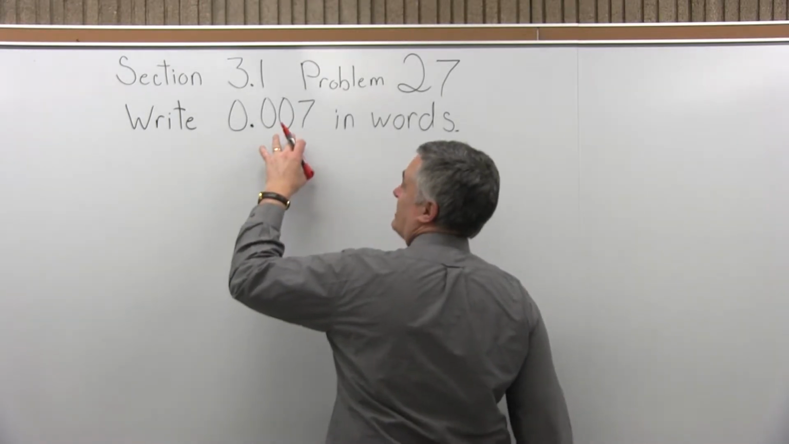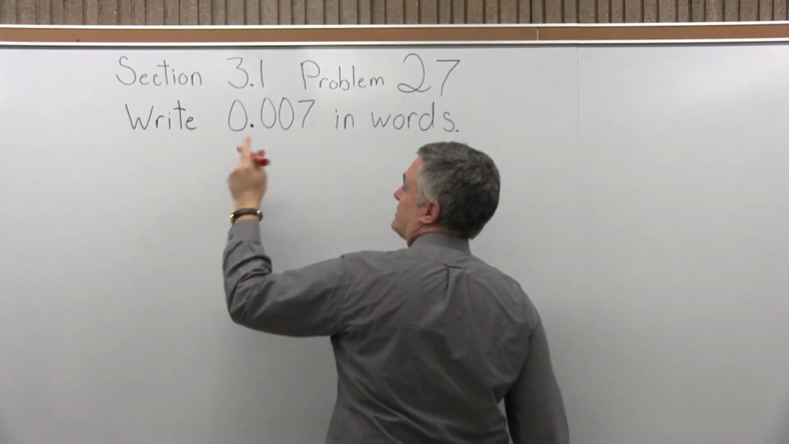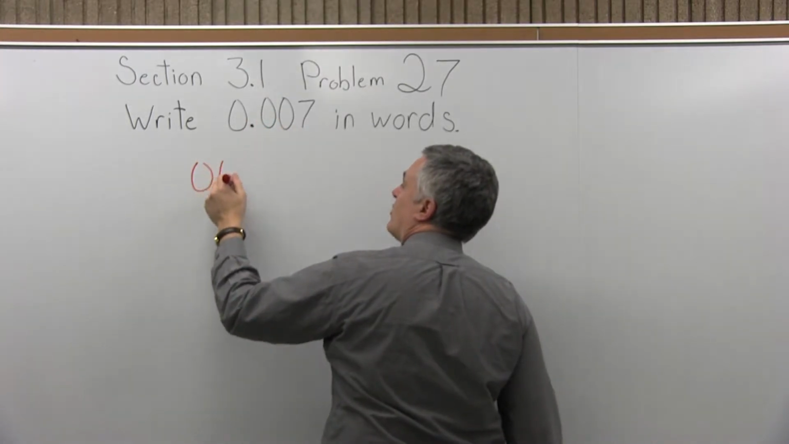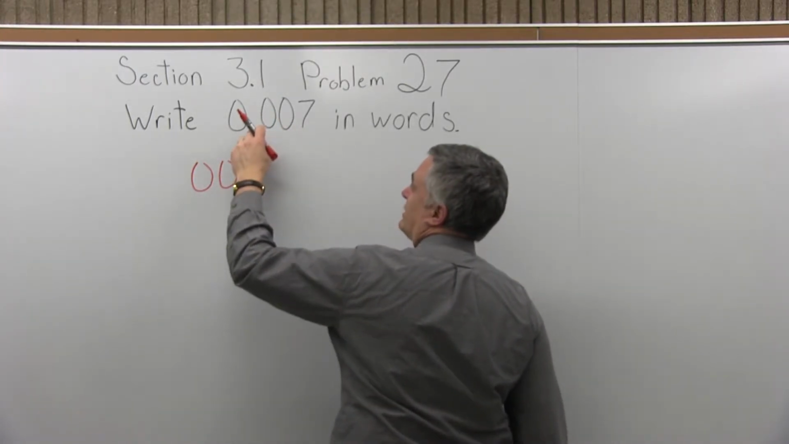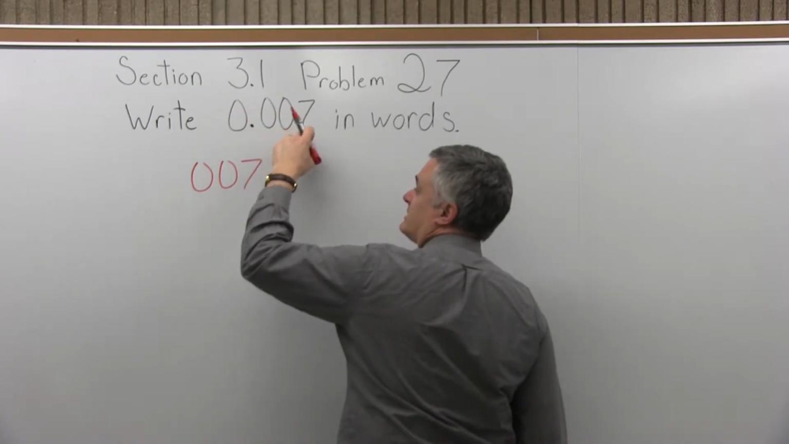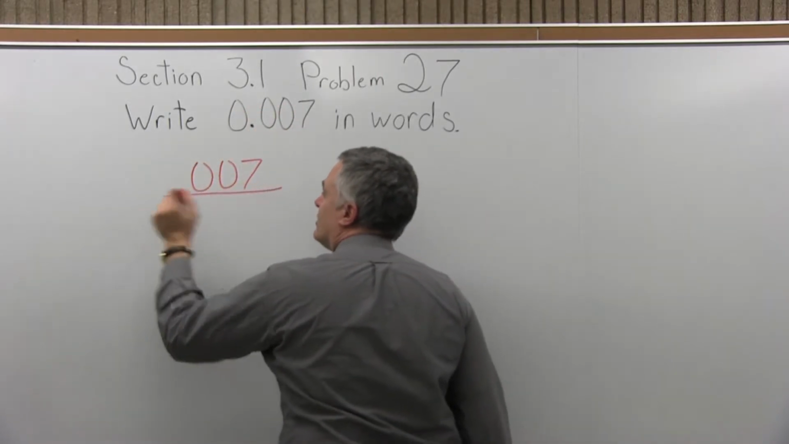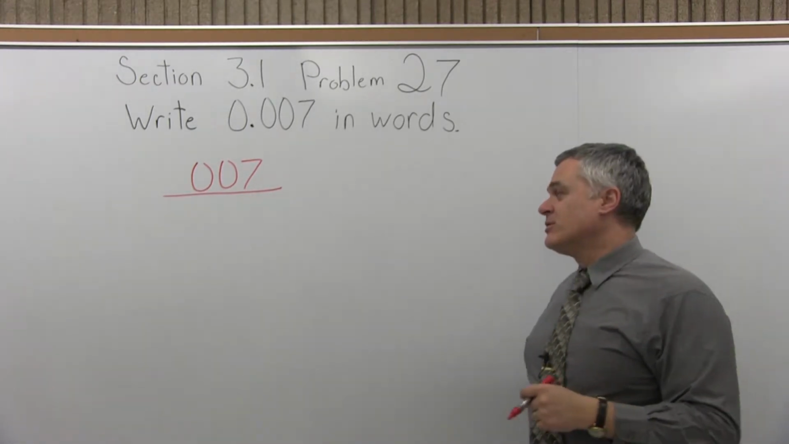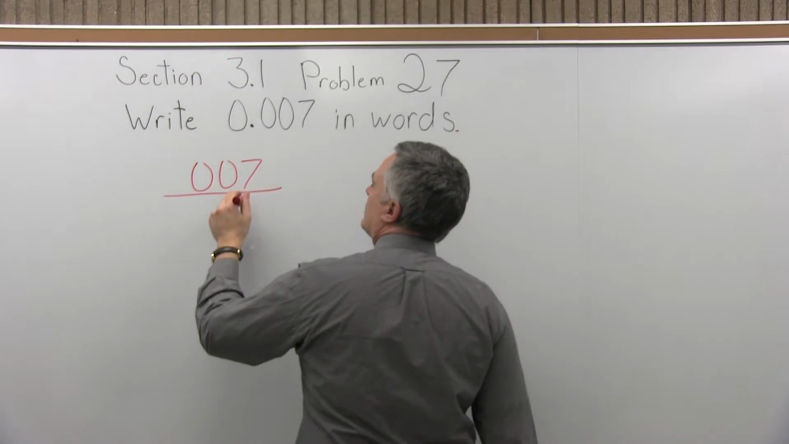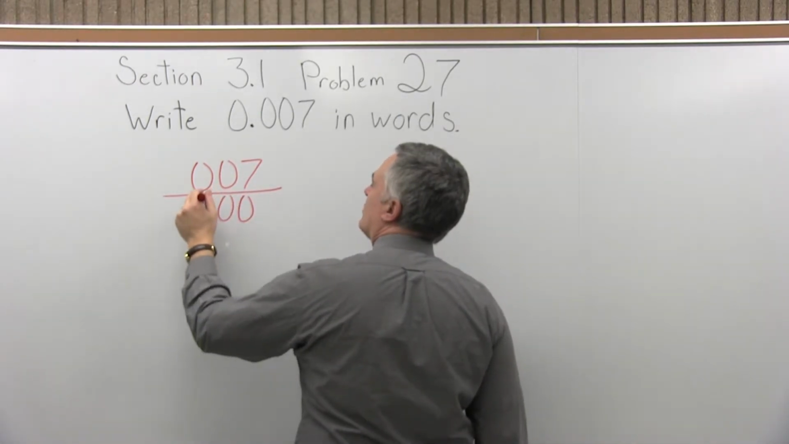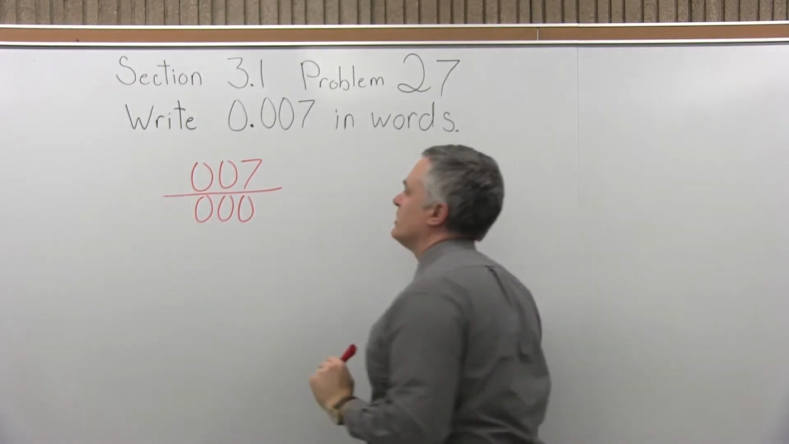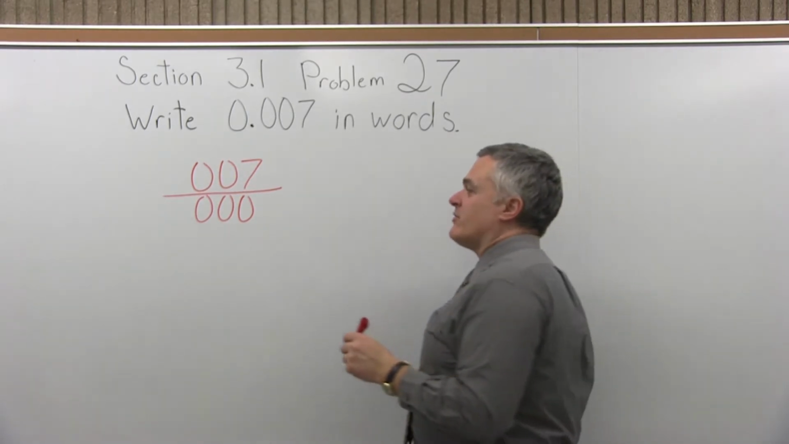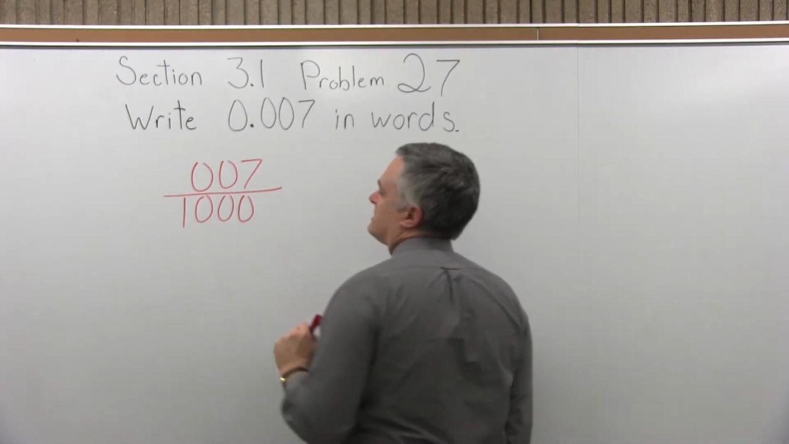So to write a decimal as a fraction, the first thing you're going to do, step one, is write anything that comes after the decimal point in the numerator of a fraction. So after the decimal point, I have 007. So I put 007 in the numerator of a fraction. The next step I do is put a 0 under each digit in the numerator. I have 3 digits in the numerator, so in the denominator I put 3 zeros. After that, I put a 1 in front of the bottom zeros.